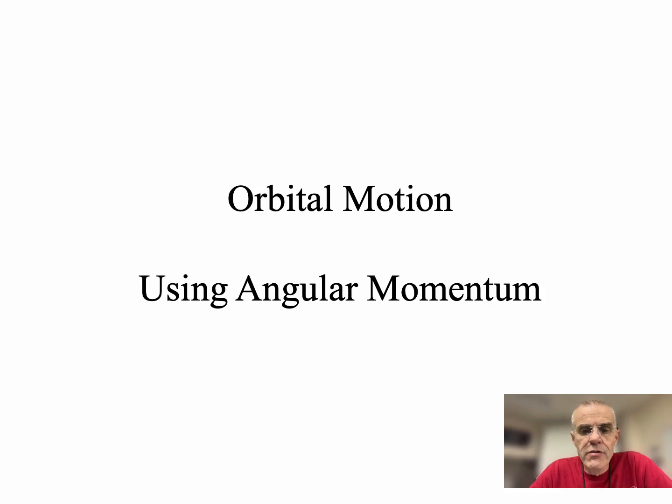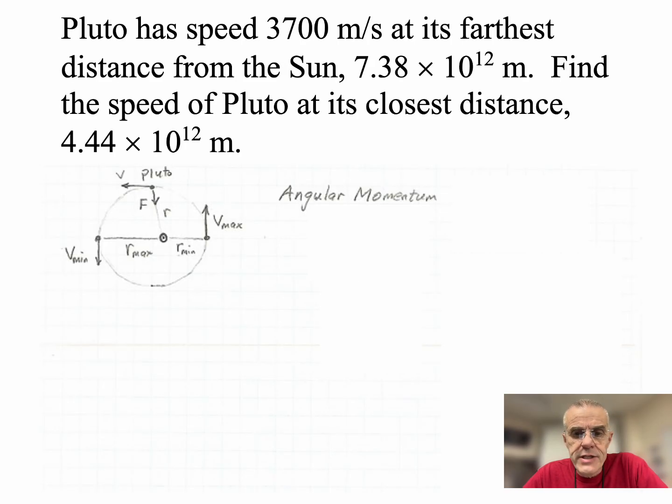This video is going to give an example of using angular momentum to analyze orbital motion. Actually, two examples. So we're also going to explain a couple of details about elliptical orbits that are interesting and helpful to know about. So here's an example problem, and let's look at what it says.